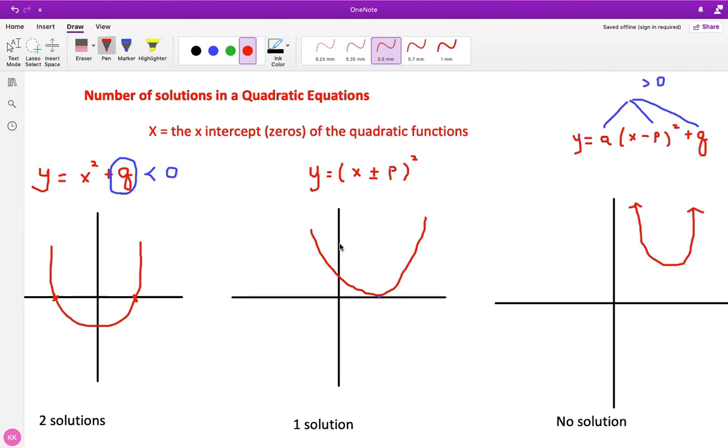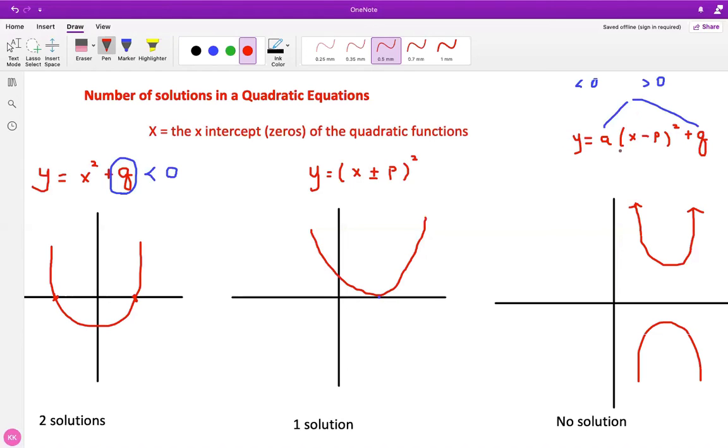In the middle situation, no matter what the value of p is, positive or negative, the quadratic function only hits the x-axis once. So there is only one solution if I see something like x plus or minus p in brackets squared. For the last example, we have y equals a(x minus p) squared plus q, which is the vertex form of the function.